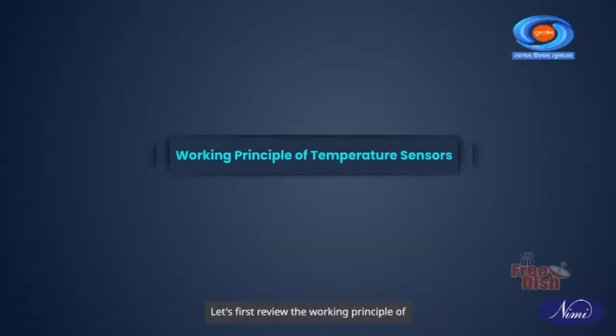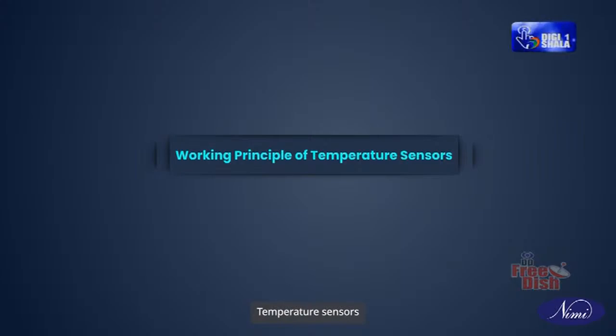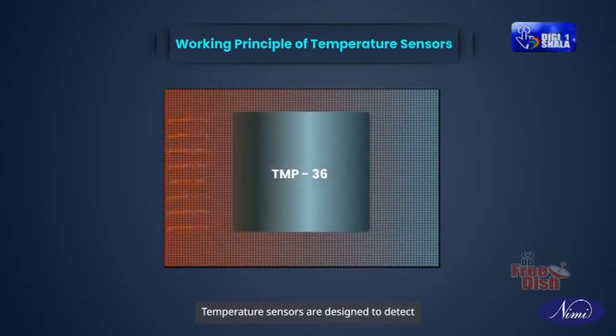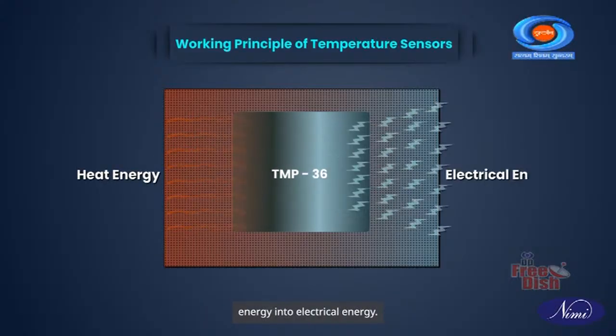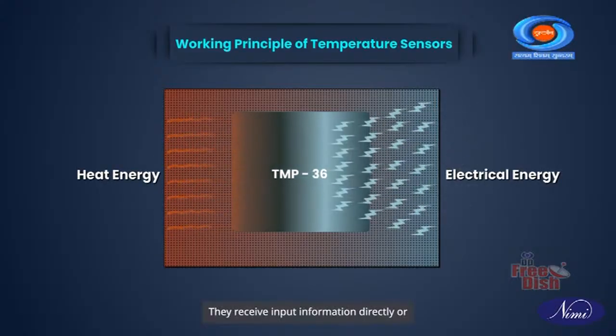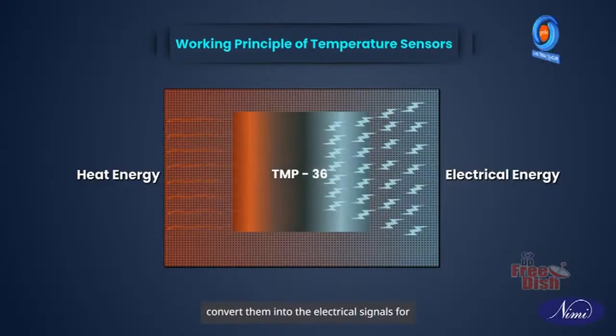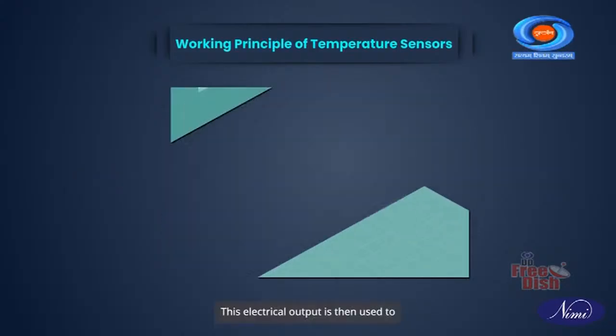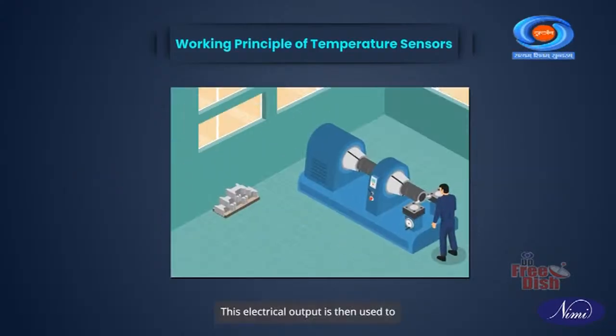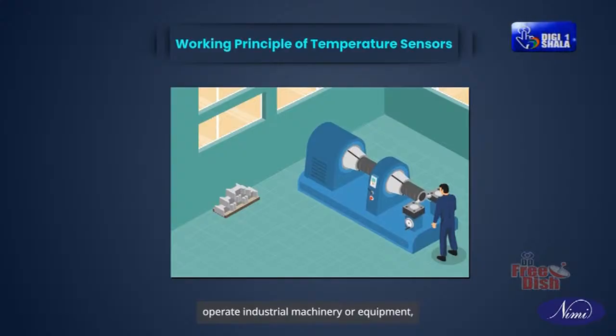Let's first review the working principle of temperature sensors. Temperature sensors are designed to detect temperature changes by converting heat energy into electrical energy. They receive input information directly or indirectly from their surroundings and convert them into electrical signals for further processing. This electrical output is then used to operate industrial machinery or equipment to control the temperature regulation.